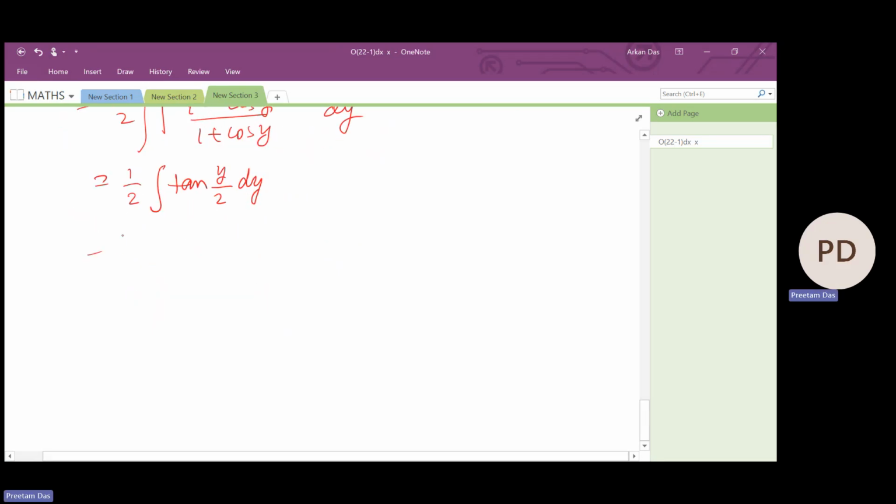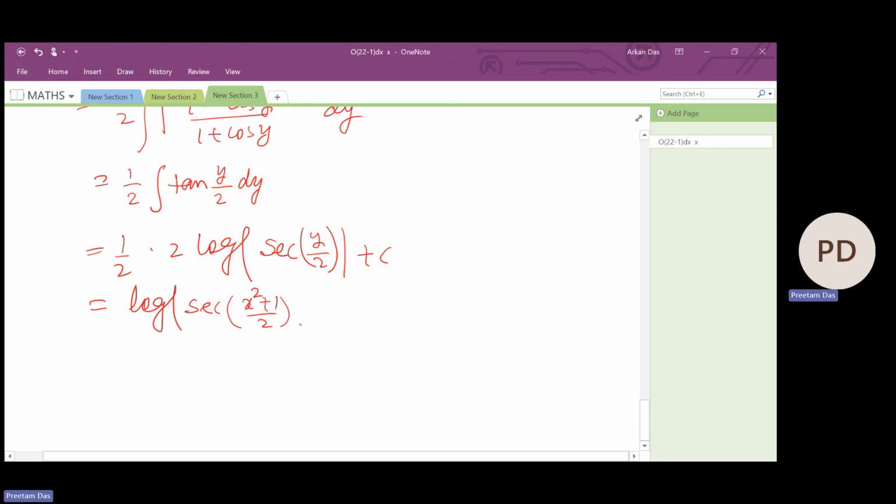What is the integration of tan? Log sec. So twice log mod sec y over 2 plus c. So log mod sec, what is y? It is x square plus 1. x square plus 1 over 2 plus c. Option B.